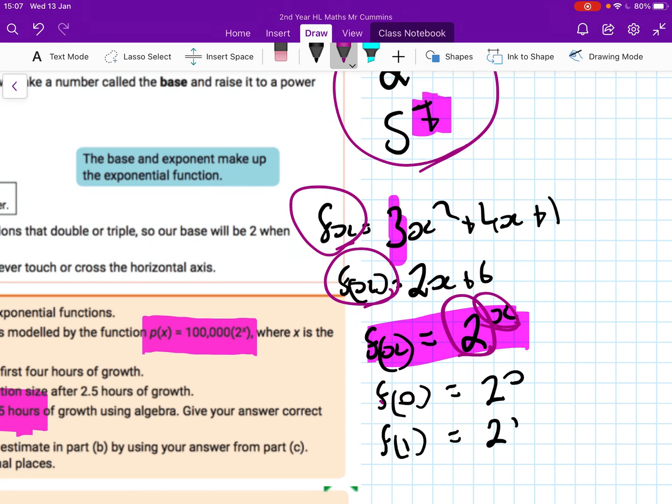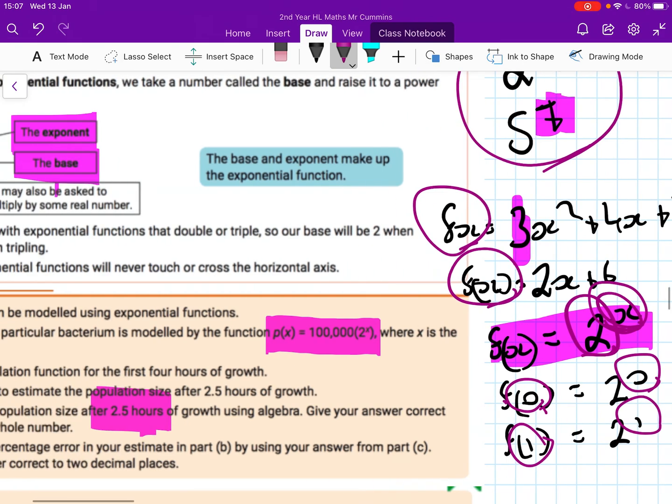So if they gave us the domain, x is somewhere in between 0 and 1, then you'd sub in 0 and you'd sub in 1. So 2 to the power 0 and 2 to the power 1. So basically the same deal. Everywhere you see an x, you sub in whatever number you're given, and so on.